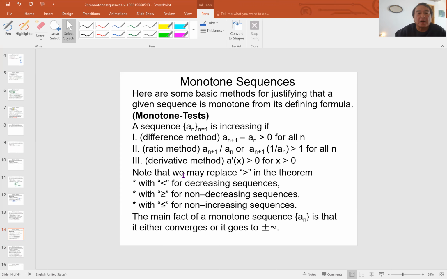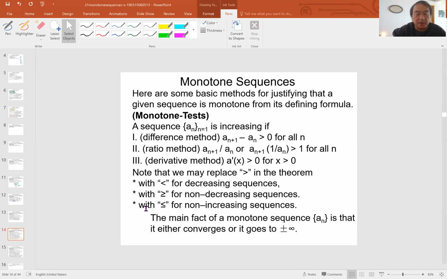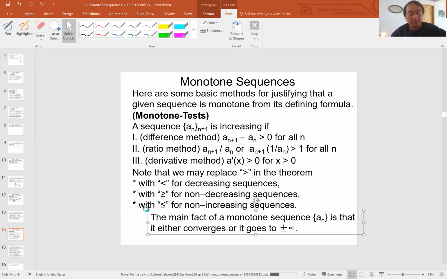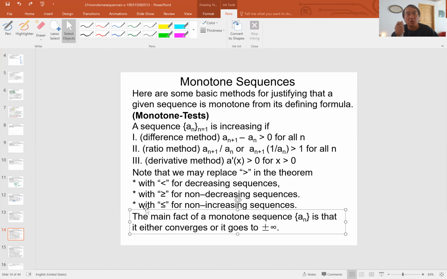Okay, so the main thing about monotone sequences is that since I know all the numbers are going one way, there are two behaviors. Either they go up and become stationary and have a limit, or they go up and keep going higher and higher and do not come to a limit. So it either converges or it goes to infinity.